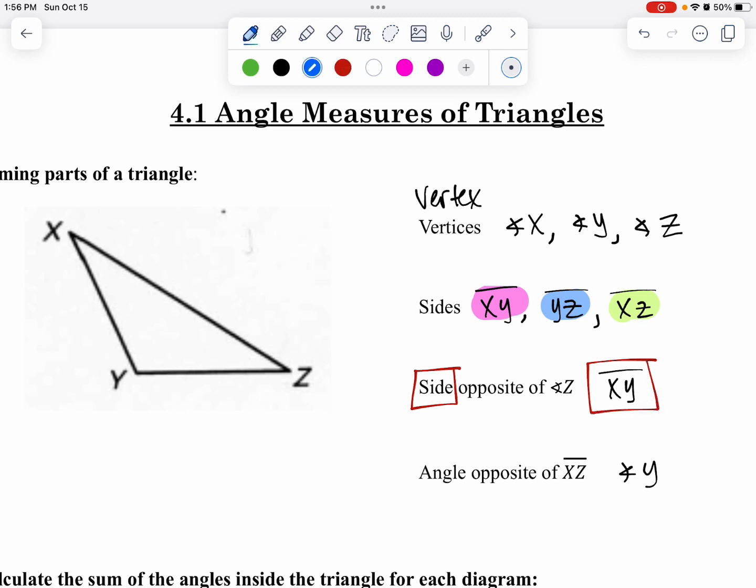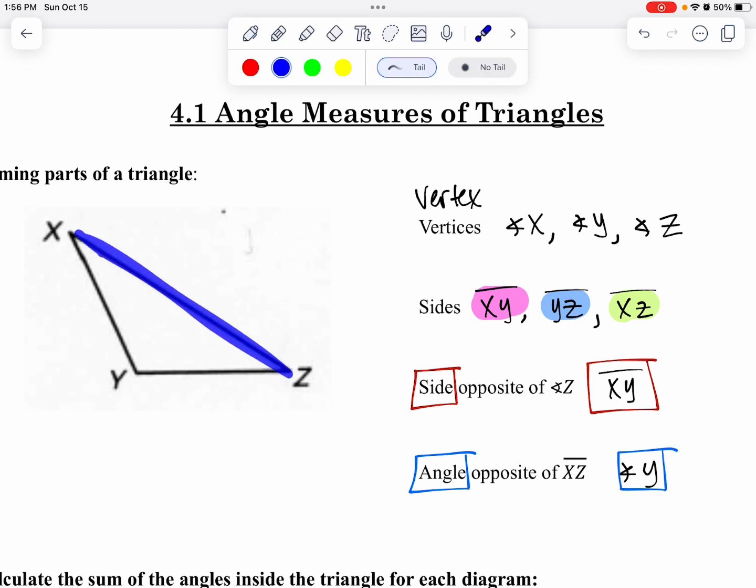Okay, and then same thing over here. I have an angle opposite side XZ. So let's find XZ. Here is XZ. Trace it with your finger. That's one of the tricks to help you. The angle opposite that is angle Y. Do you see that? So the word opposite is going to be pretty important when we're naming things, okay? Make sure you're all right with that.